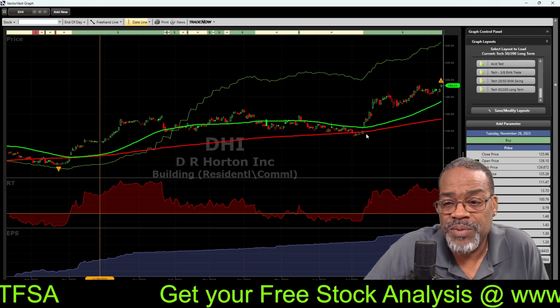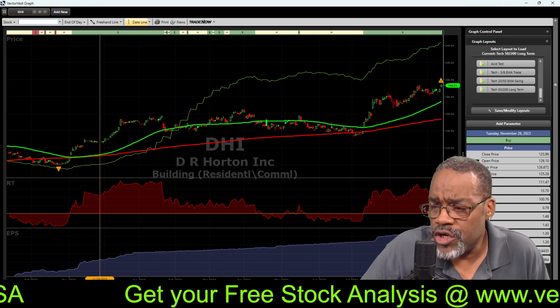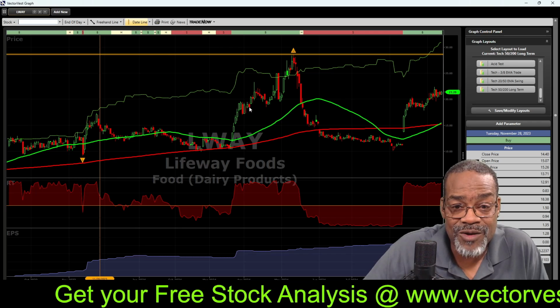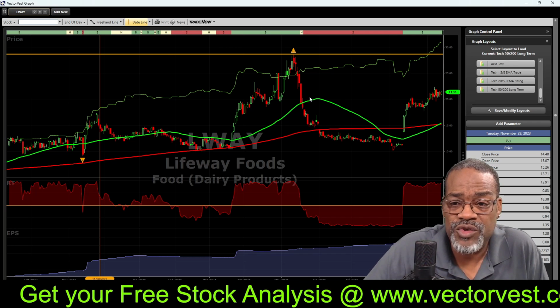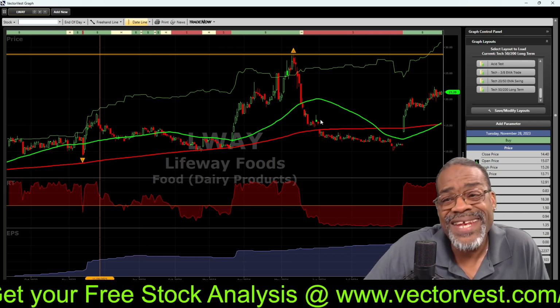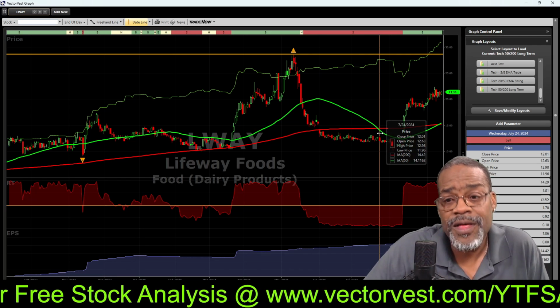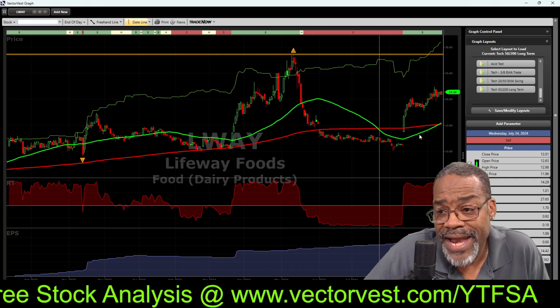If the 50 crosses below the 200, that's a good time to get out of the stock. Couple more. Ooh, how about here, Lifeway? Nice move on the 50 and the 200. Look at the big fall. That is the downfall. Notice the 50 crossed below the 200 here. That's a good opportunity to get out. And now you're back in.